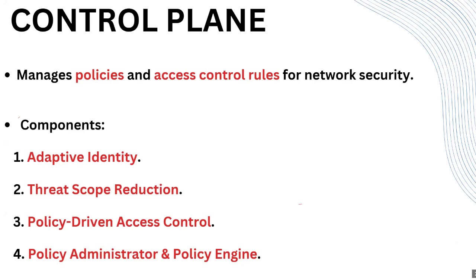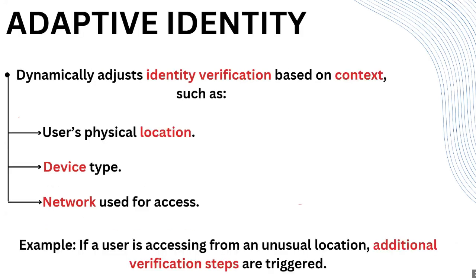And also within the control plane, we have 4 components, like I mentioned earlier in the security objective. We have adaptive identity, threat scope reduction, policy-driven access control, and policy administrator and policy engine, right? So the last one is actually 2 things, policy administrator and policy engine. So it's really 5 components, if you count them. So yeah, let's get into each component and know exactly what they serve in terms of the control plane.